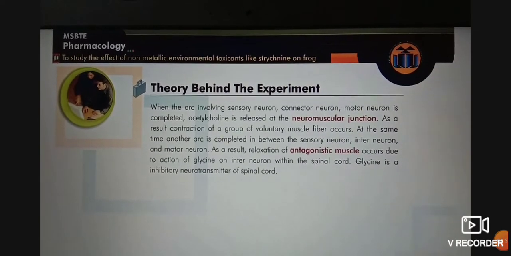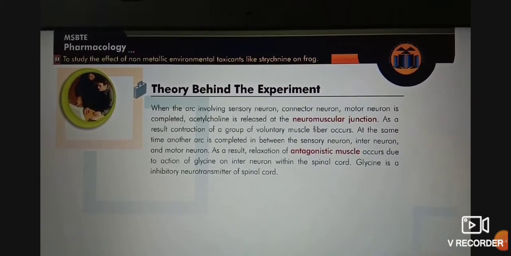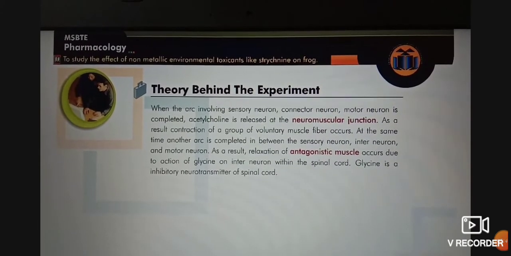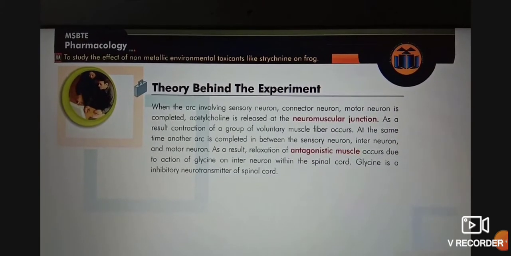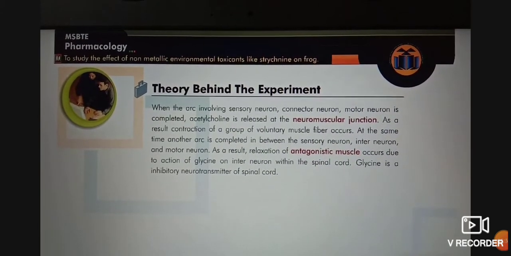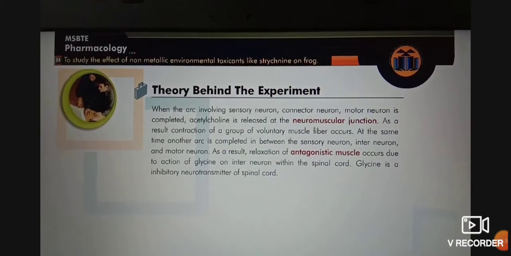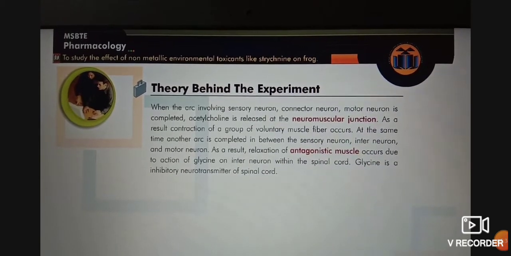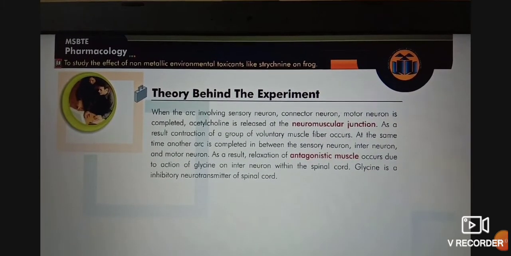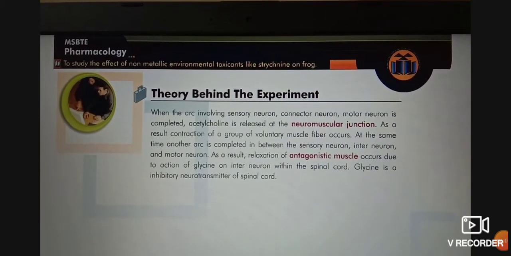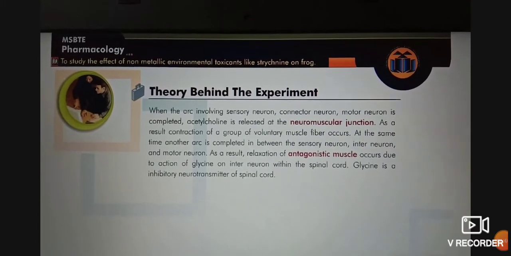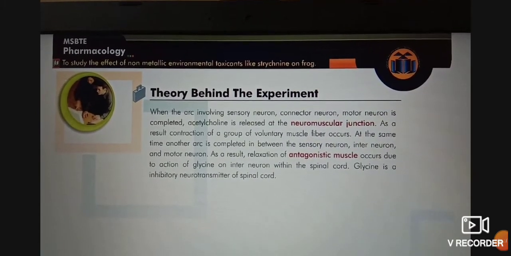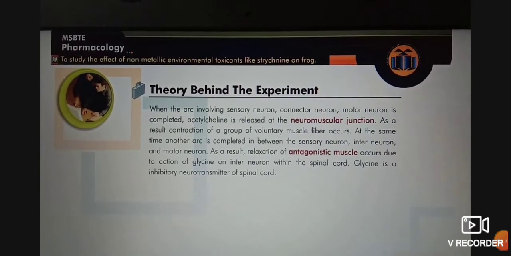Okay, so at the interneuron in the spinal cord region, the neurotransmitter glycine is released, and due to this glycine shows effect on the antagonistic muscles, that relaxation of antagonistic muscles takes place. So glycine is an inhibitory neurotransmitter of spinal cord. What is glycine? It is a neurotransmitter. Which type? It is an inhibitory neurotransmitter. That means when a stimulus acts on our body, these two reflex arcs are completed and the body shows action.